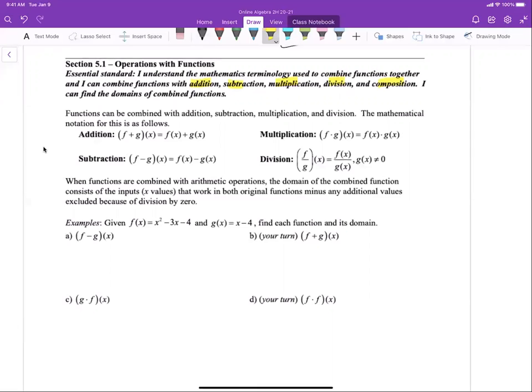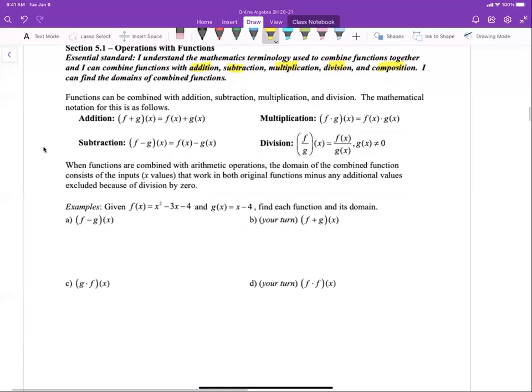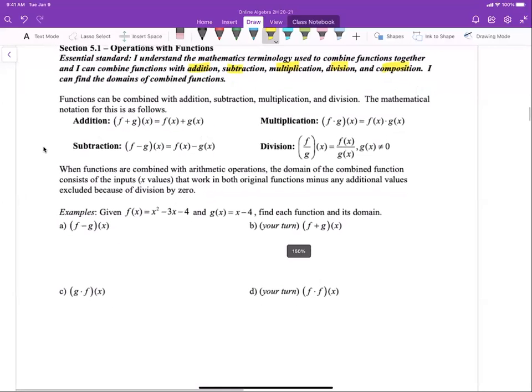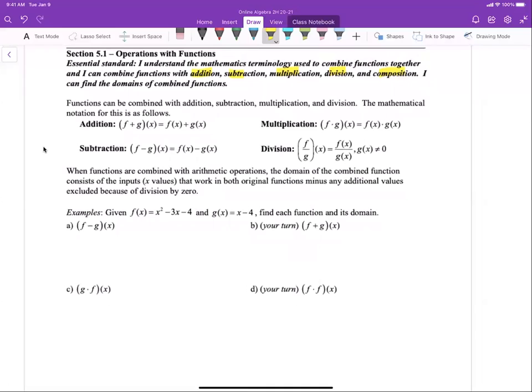Okay, so functions can be combined with addition, subtraction, multiplication, and division. That's what we're going to focus on today. And the mathematical notation for this is as follows. So we need to understand what these symbols mean. So here's what addition is. Essentially, I have (f + g)(x), and you can rewrite that as f(x) + g(x). And we know that this is addition because of that symbol right there.